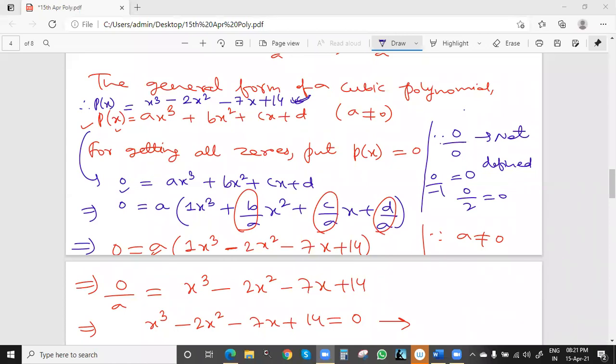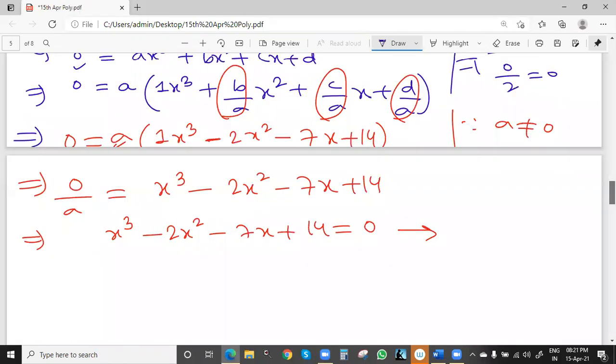So 0 by a will be 0, because a is not equal to 0. And then you got this equation: x cube minus 2x square minus 7x plus 14. What will this equation be called as? I'm asking about this equation. What can we say about it? Any name we can give to this equation?